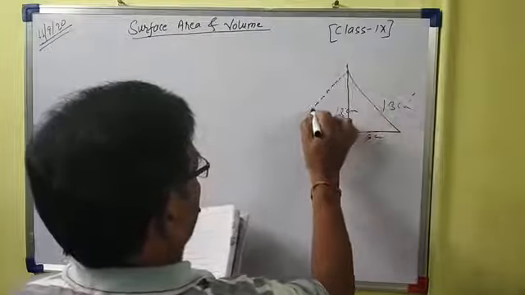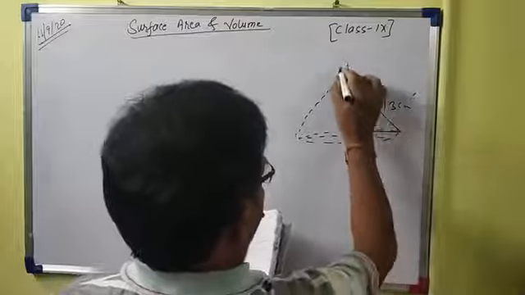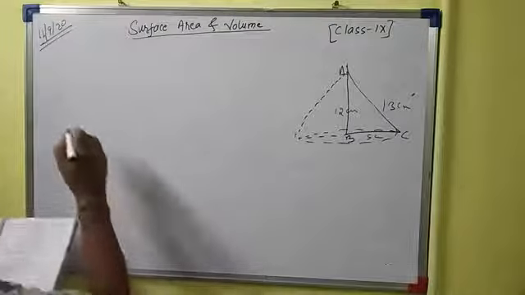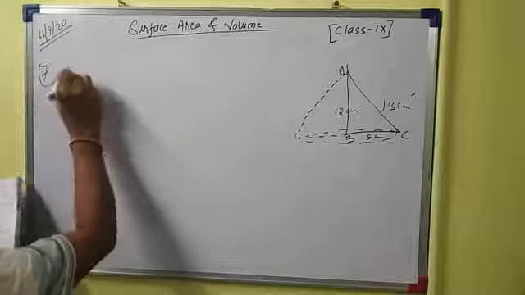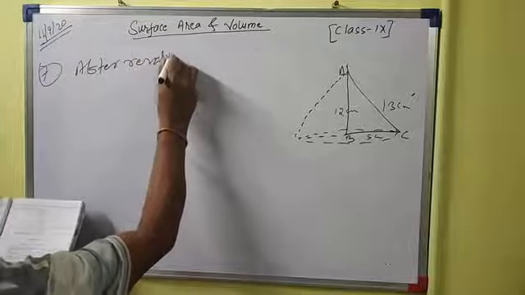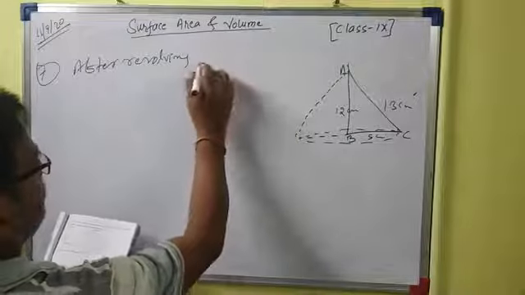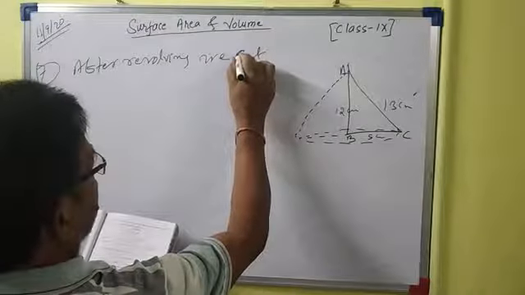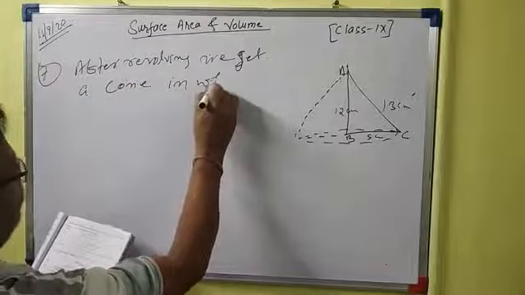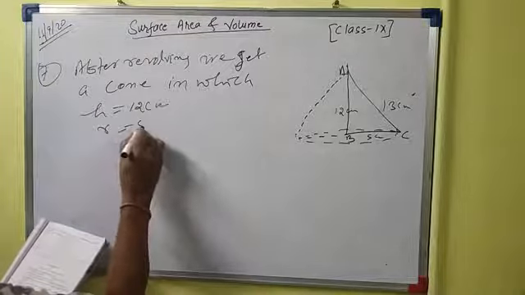Revolve. A, B, C. Question number 7. After revolving, we get a cone in which h is equal to 12 cm, r equal to 5 cm.